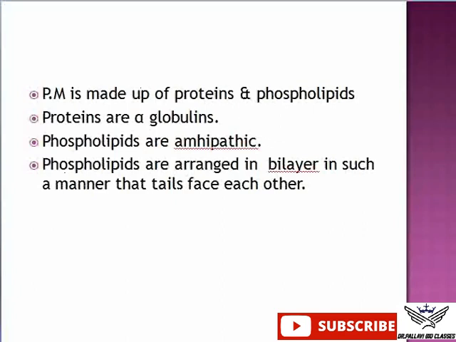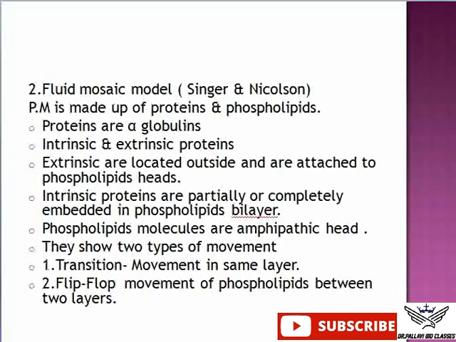Then the next model is the fluid mosaic model. This model was proposed by Singer and Nicolson, and according to this model, the same kinds of molecules are present, like proteins and phospholipids, but we will also study how it differs from the first model, that is the Danielli and Davson model.